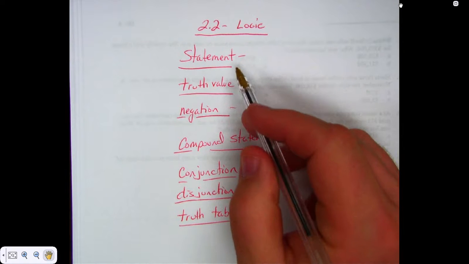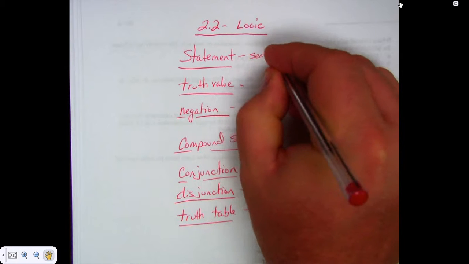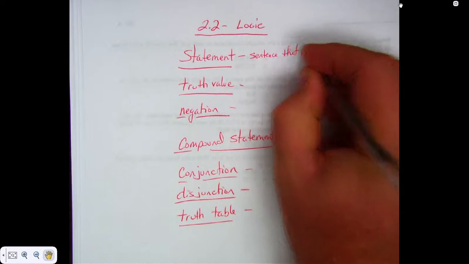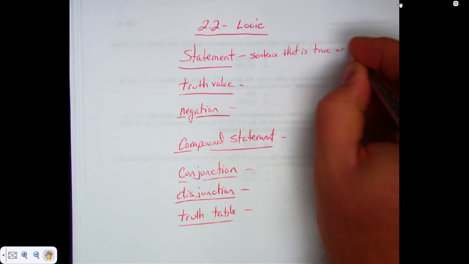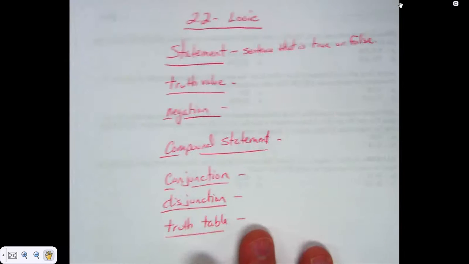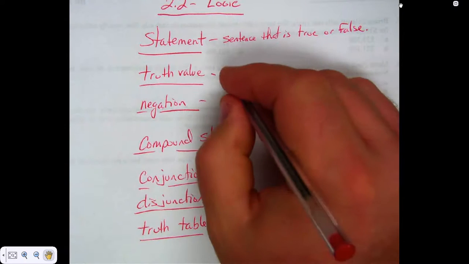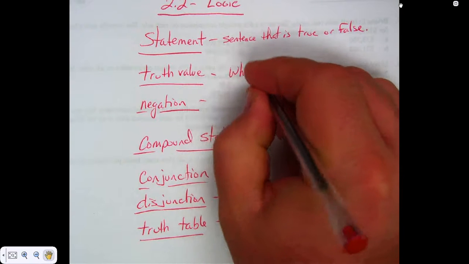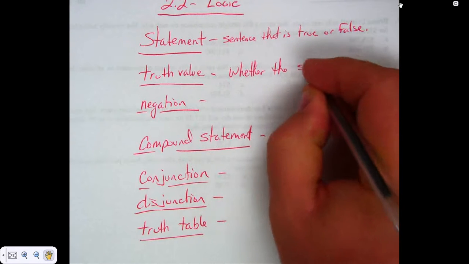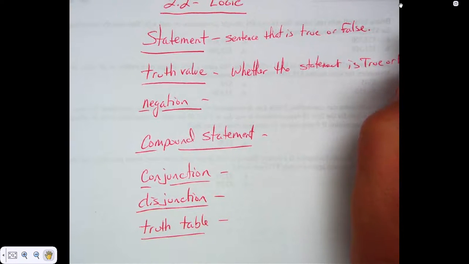First of all, a statement is just that. It's a sentence. A sentence that is true or false. What do you think the truth value is? Whether the statement is what? True or false. That's its truth value.